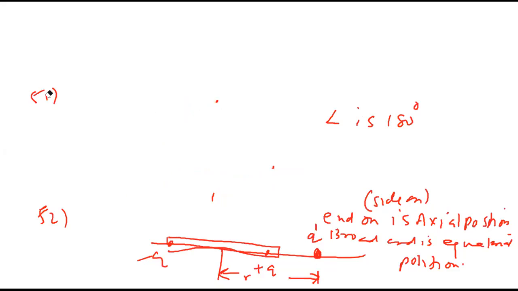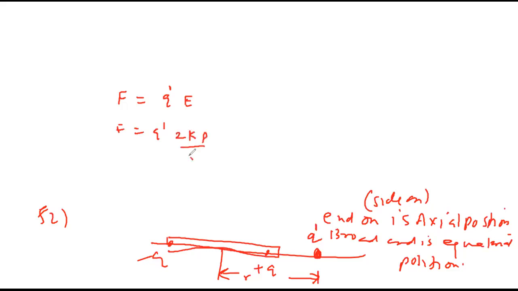Aryan, does it click anything? See, the force on a charge due to an electric dipole is asked. So once we get the intensity of the electric dipole, force is equal to QE. Here it is Q dash E. What is the formula for intensity on axis? 2kp by r cube. Very good, 2kp upon r cube.